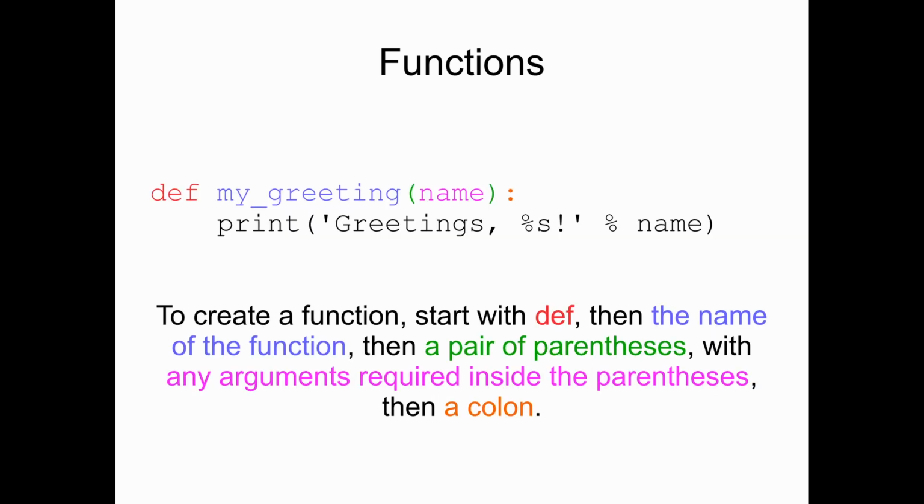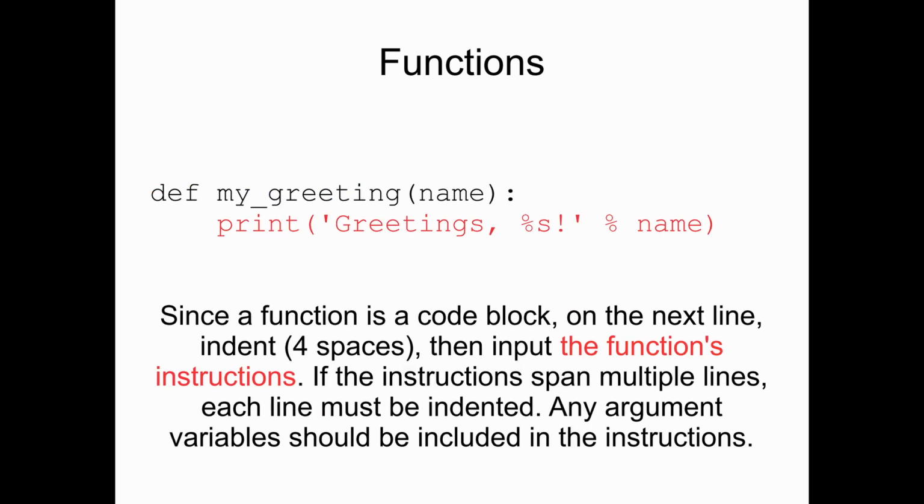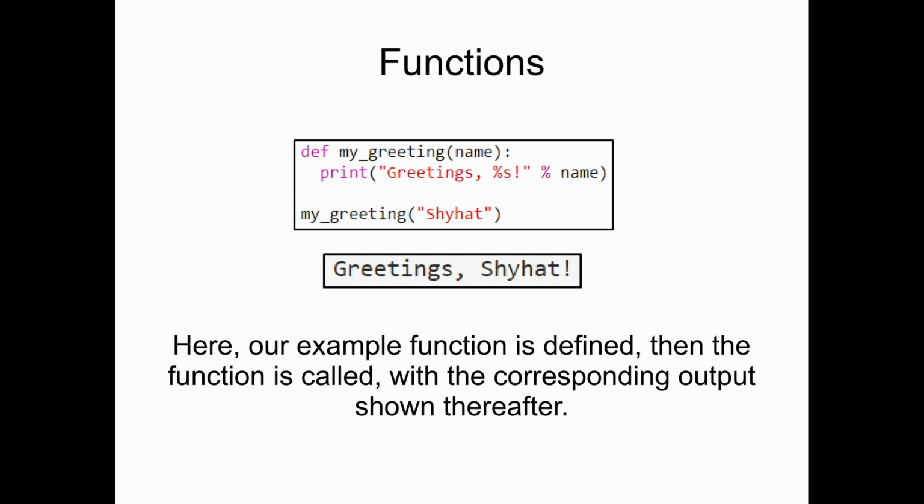To create a function, start with def, then the name of the function, then a pair of parentheses, with any arguments required inside the parentheses, then a colon. Since a function is a code block, on the next line, indent, then input the function's instructions. If the instructions span multiple lines, each line must be indented. Any argument variables should be included in the instructions. Here, our example function is defined. Then the function is called, with the corresponding output shown thereafter.